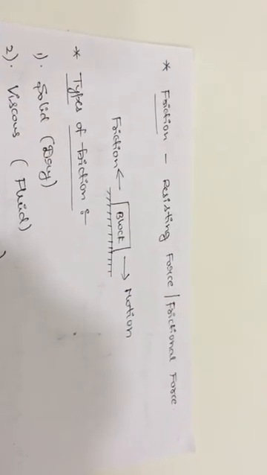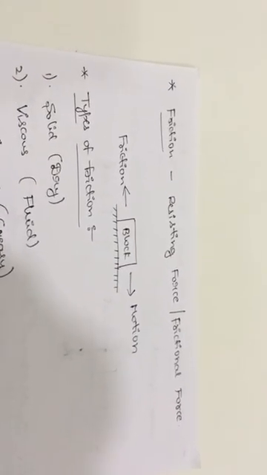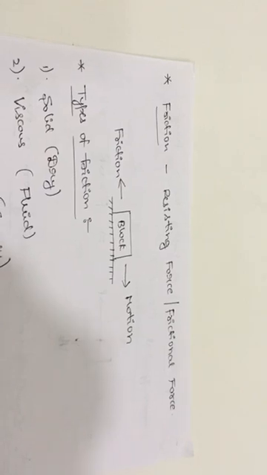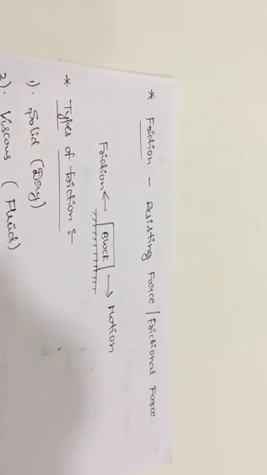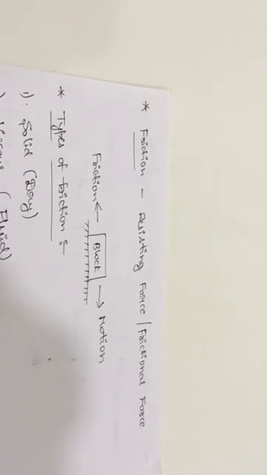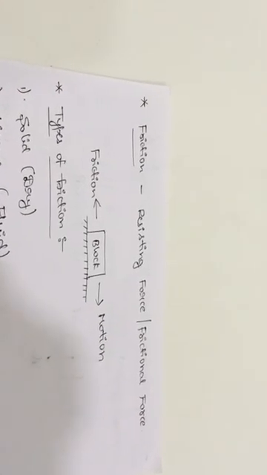Today we will discuss the topic friction. So first of all, what is meant by friction? If two smooth surfaces are in the contact position, there will be no resistance to sliding. Sliding is nothing but motion between the two bodies.